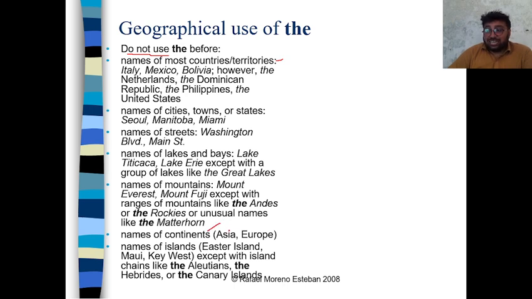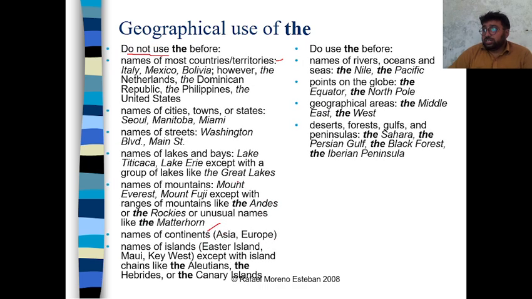Names of continents like Asia and Europe. Names of islands like Easter Island, Maui, Key West, except island chains like the Aleutians, the Canary Islands, where you will have to use the. Names of rivers, oceans, and seas like the Nile, the Pacific. Whenever you're talking about these, you use the.